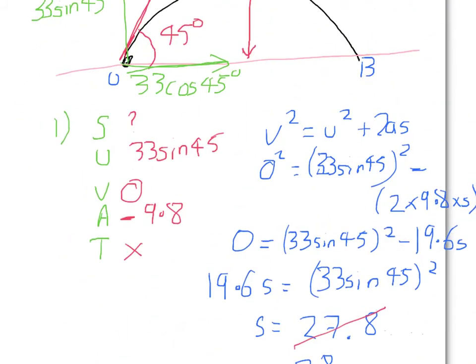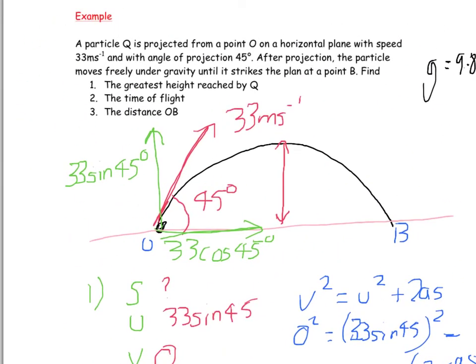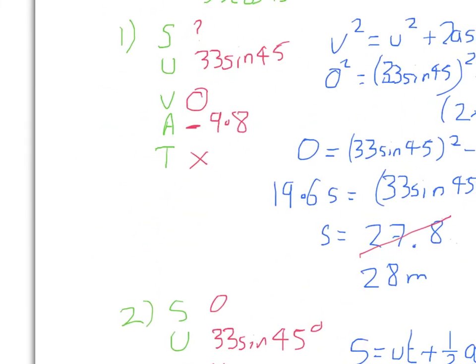The third part of the question was to calculate the distance from O to B, which is another way of saying calculate the range of this projectile. Now, because it's in the horizontal plane, all we need to do is distance equals speed times time, an equation you've been using since GCSE. So we need to use our speed, which is now the horizontal component of our initial 33 meters per second, and then times it by the time we've just found.